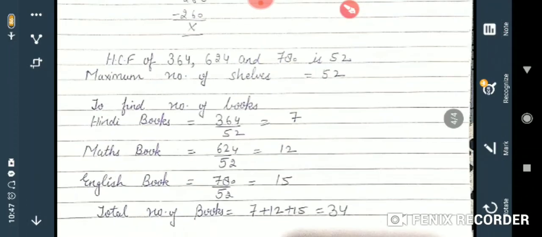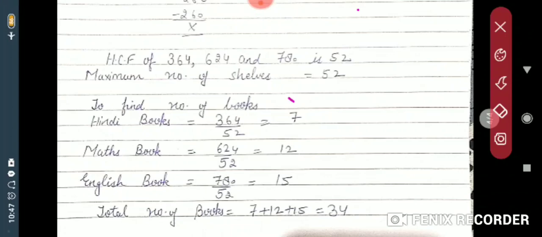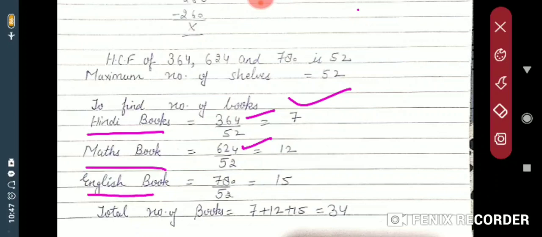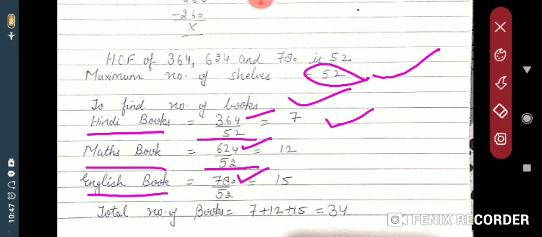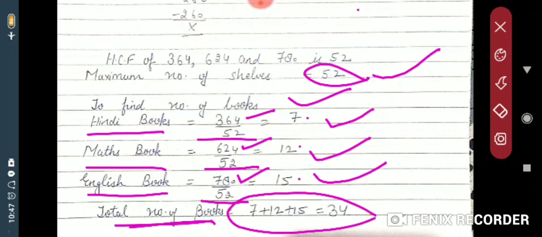Now you have to find the number of books. As in the previous question we have done, how many Hindi books are there? 364. Maths 624. English 780. And what was the number of shelves? 52. So just divide by the HCF. 364 divided by 52, you will get 7. 624 divided by 52, you will get 12. And 780 divided by 52, you will get 15. So in each shelf, what will be the total number of books? 7 plus 12 plus 15, 34 books will be there in each shelf. Thank you.